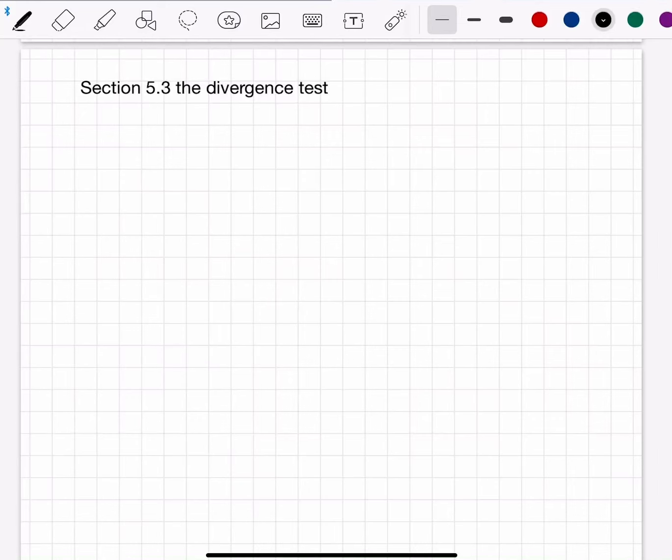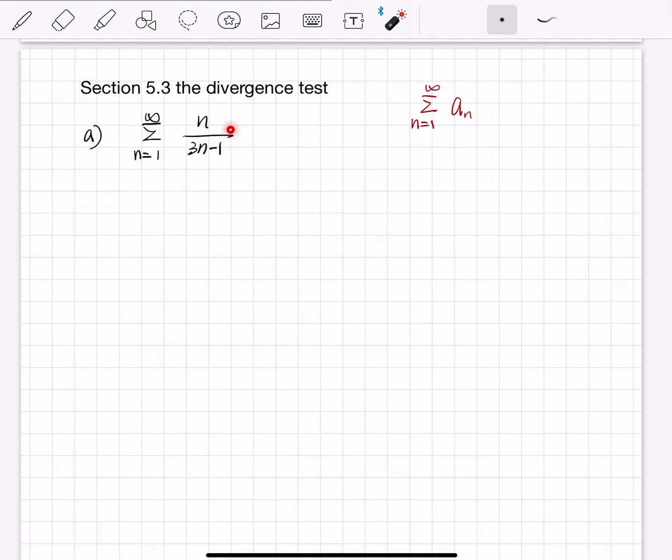After reading the definitions for the divergence test, let's do a couple examples. The first one I have is the series, summation n equal to 1 to infinity, n over 3n minus 1. We notice that this is the summation portion of the symbol, and here is the a_n part. Remember that we generally write a series as summation n equal to 1 to infinity of a sub n. So the a sub n here corresponds to this.